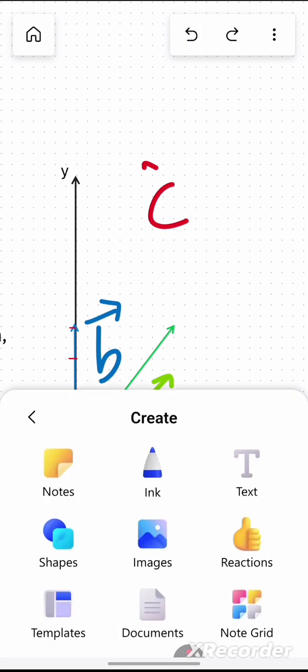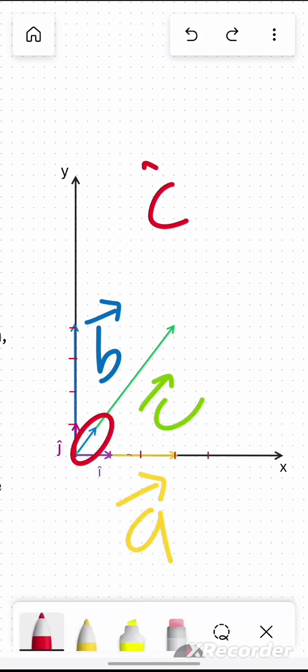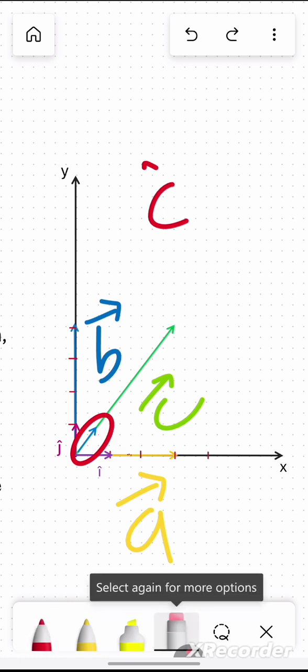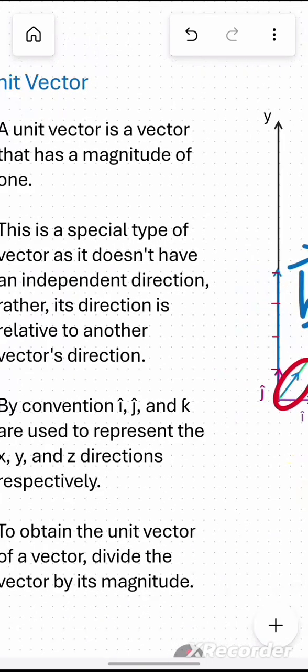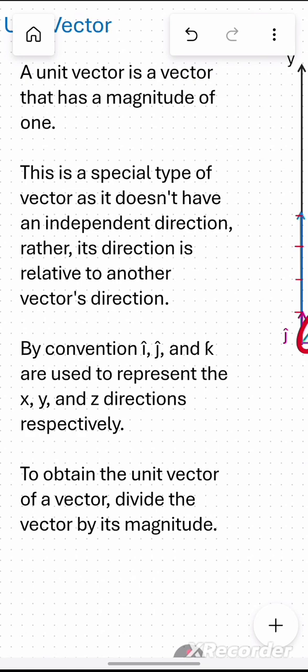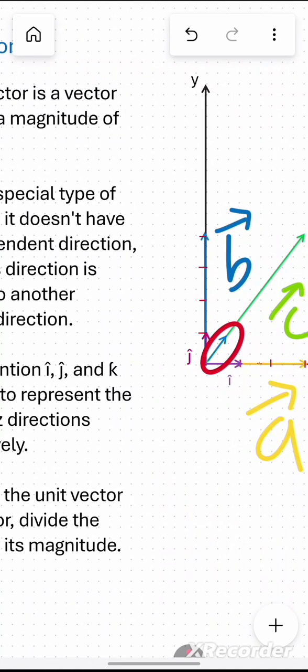So C cap is the unit vector in the direction of C. Now, how do we represent a unit vector? To obtain a unit vector from its parent vector, all you have to do is divide the vector by its magnitude.